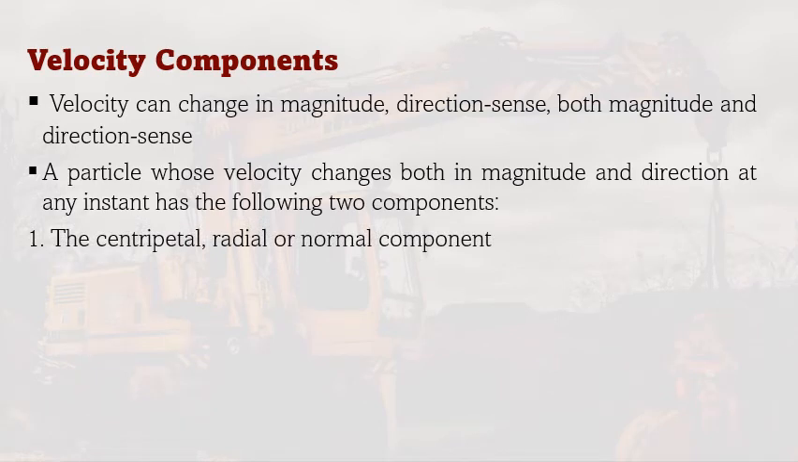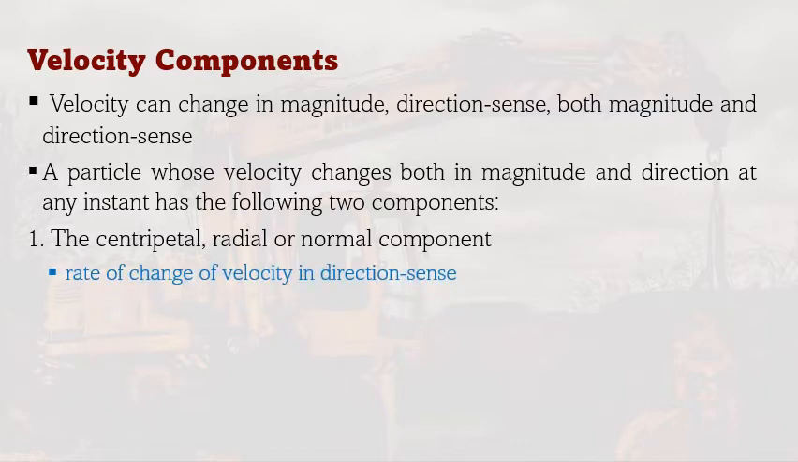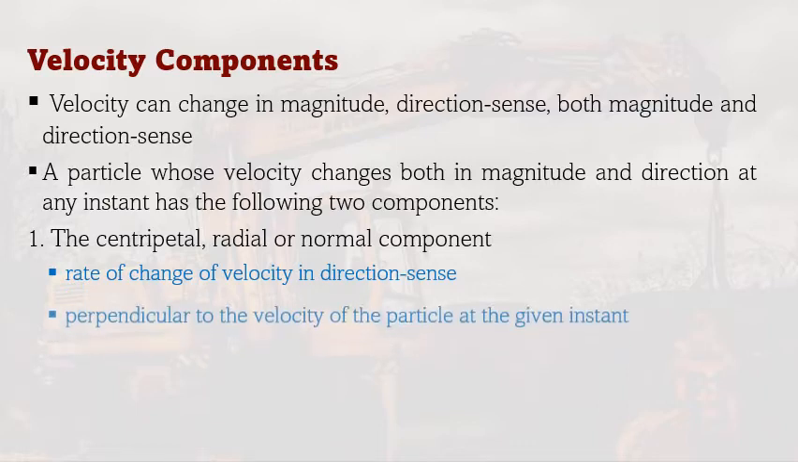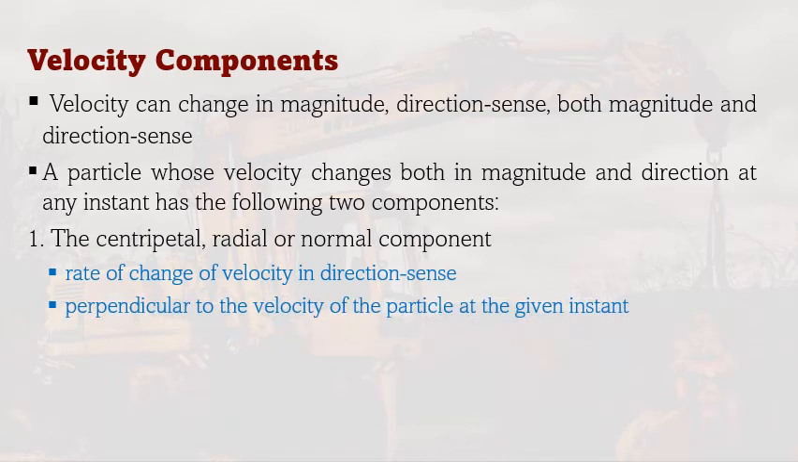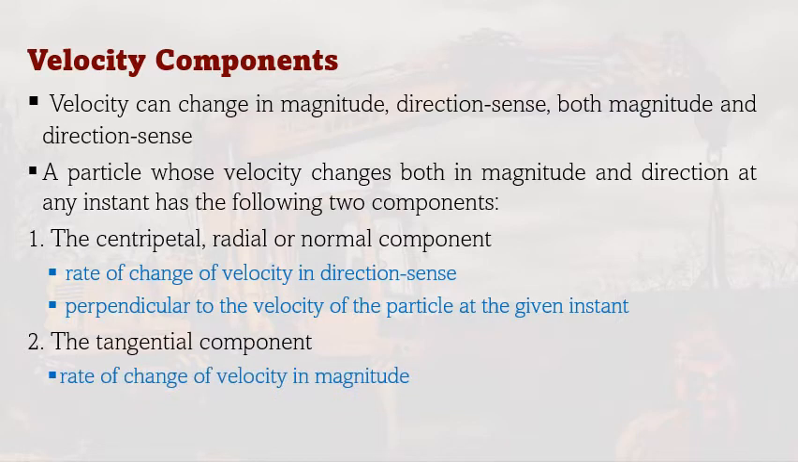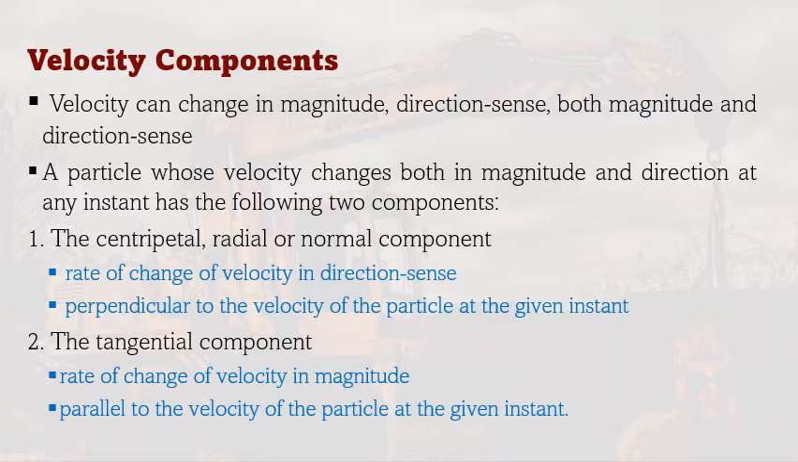A particle whose velocity changes both in magnitude and direction at any instant has two components. The first is the centripetal, which is also called radial or normal component. This is the rate of change of velocity in the direction sense, which is perpendicular to the velocity of the particle at a given instant. On the other hand, we have the tangential component, which is the rate of change of velocity in magnitude. It is parallel to the velocity of the particle at the given instant.